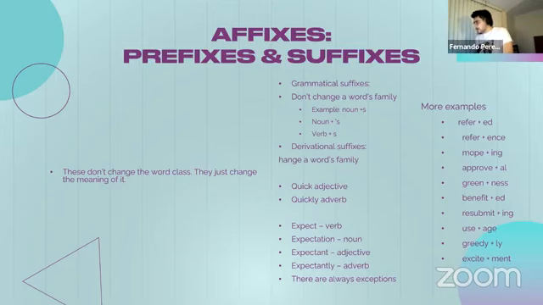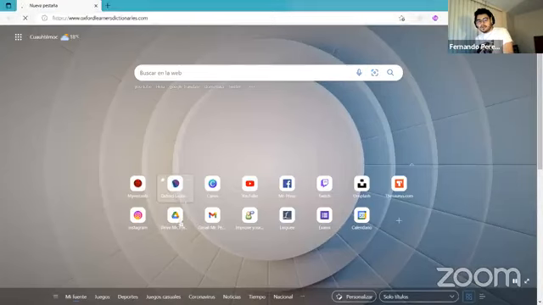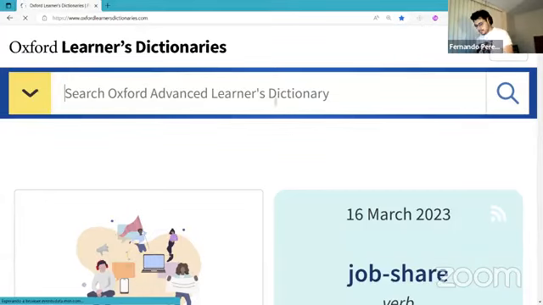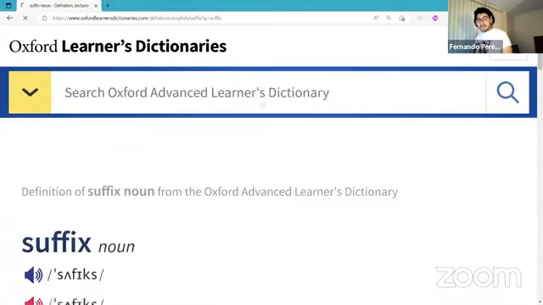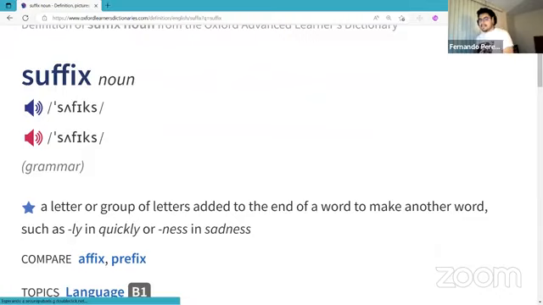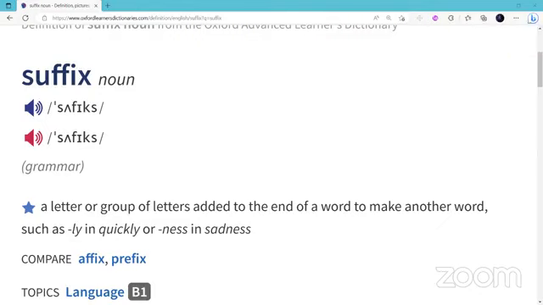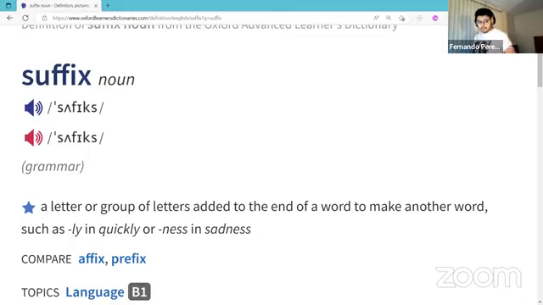So first, what we're gonna do is go through the dictionary and check the definition of suffix. Okay? Tell me, what is a suffix? Help me, Jimena. Help me, girl. What's a suffix? Suffix is letters added to the end of a word to make another word, such as -ness in sadness.